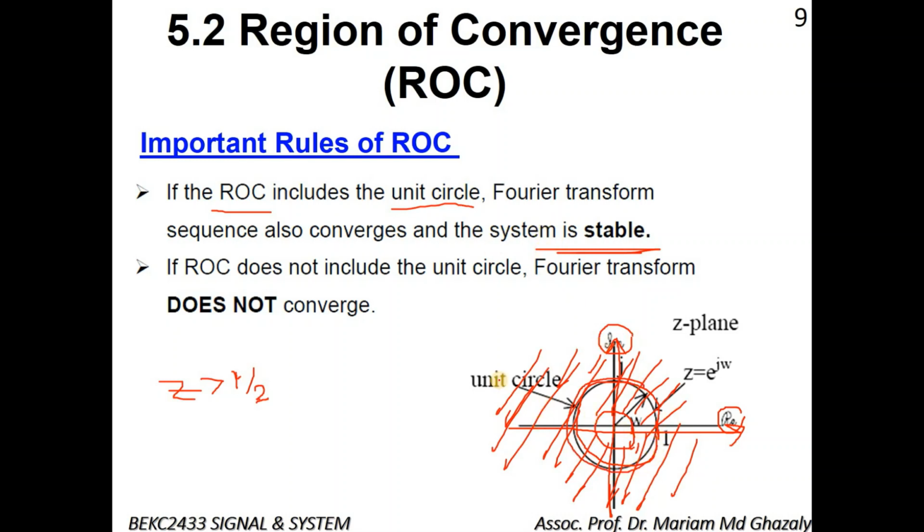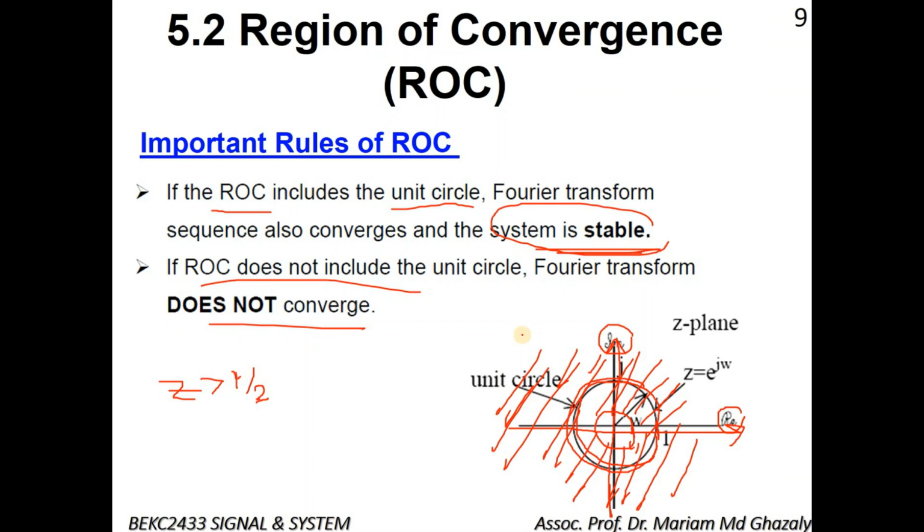So it means that when you have the area which includes the unit circle, then the system is stable. Okay, so that is what it means by the rules of ROC, the first rule. And if it doesn't include the unit circle, it means that the Fourier transform does not converge. Does not converge means that it does not overlap.